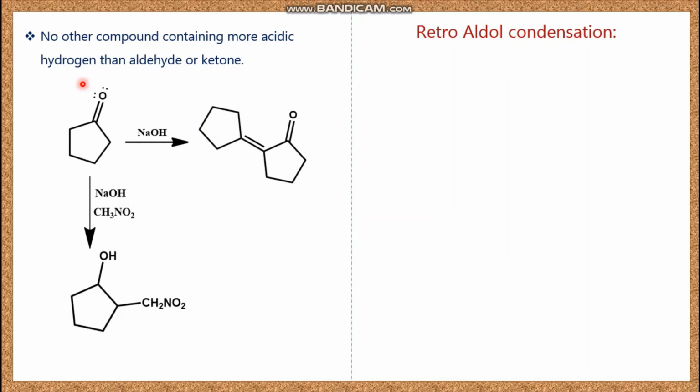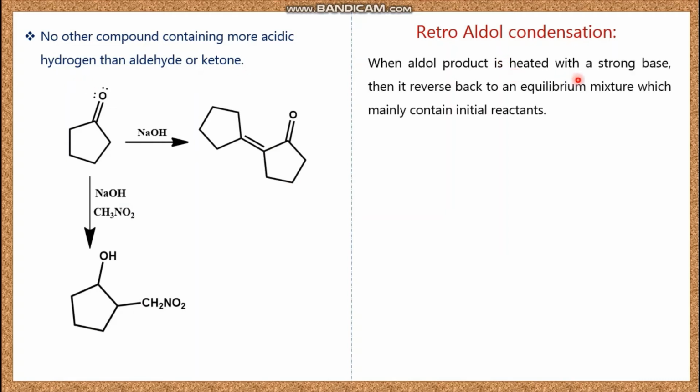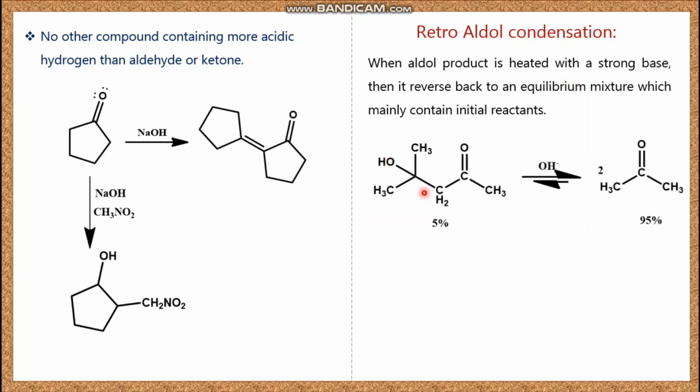Now we can see what is meant by retro aldol condensation. When an aldol product is heated with a strong base, it reverts back to an equilibrium mixture, which mainly contains the initial reactants. That means this aldol condensation product, when heated in the presence of strong base, goes back to its initial reactants. You can see that the equilibrium is shifted to this side, and 95% of the mixture is our initial reactants.